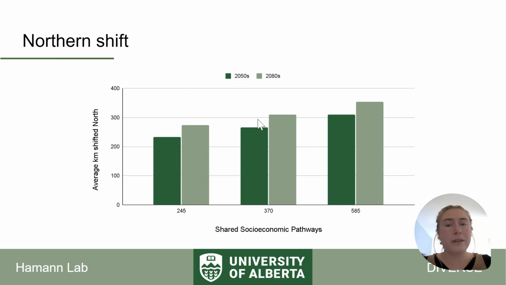Also, on average, ecosystems did shift north. They actually shifted north further than I was expecting. And they shifted north in sort of an expected pattern. The more emissions, the further north they shifted, and the later time period, the 2080s, also shifted more than the 2050s.